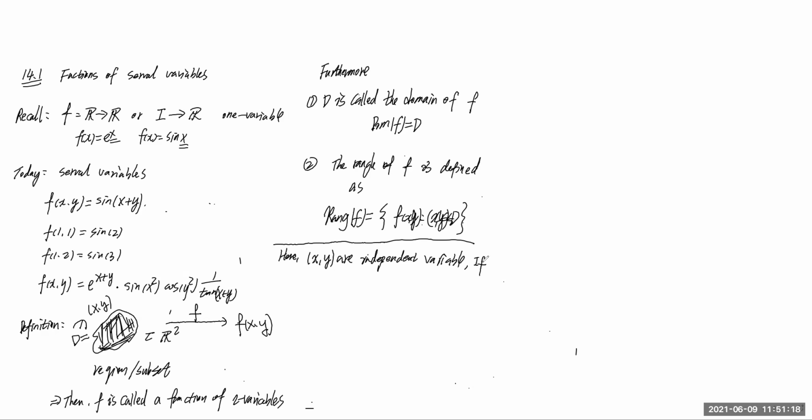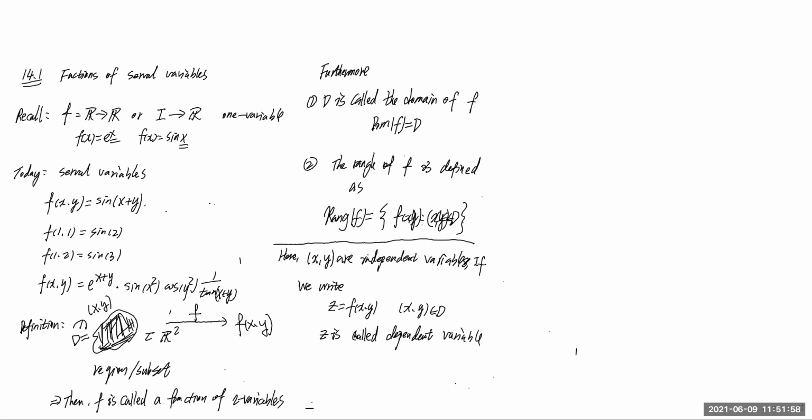If we write z equals f(x, y) for any (x, y) in D, z is called the dependent variable. Of course, this is obvious by the English meaning, right? Because you get z from x, y, z is not independent, because z depends on the independent variables x, y you choose.